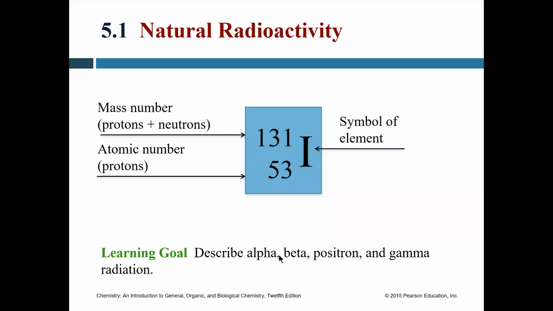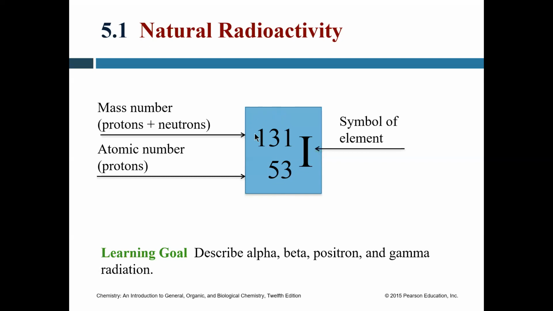All right, so radioactivity. Let's talk about natural radioactivity. Here we have an isotope of iodine. Let's remember our isotope stuff. We've got our symbol. In the lower left-hand corner, we have our number of protons. These two values correlate to each other. If it's iodine, it always has to have an atomic number of 53. That's what defines iodine as iodine.